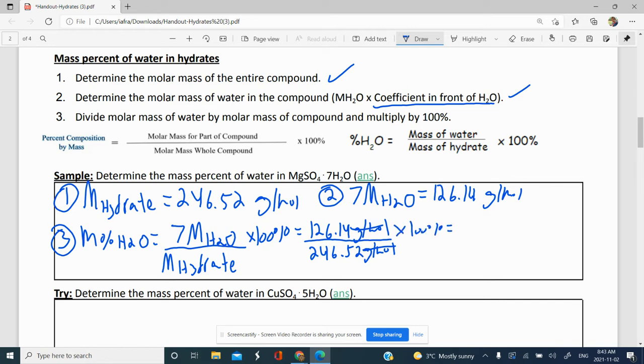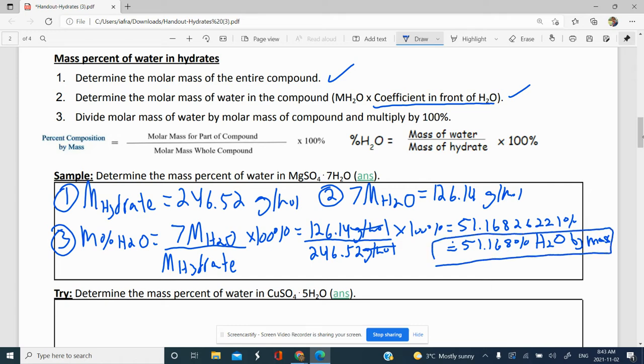And so we get 126.14 divided by 246.52 times 100. And we get 51.168262221%, or approximately, to the correct number of sig figs, so 5 sig figs here, 51.168% H2O by mass.